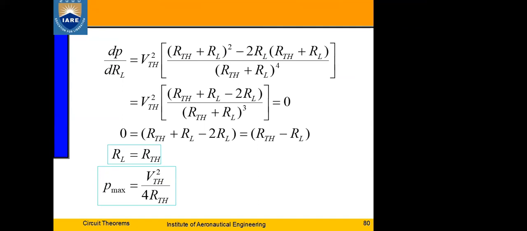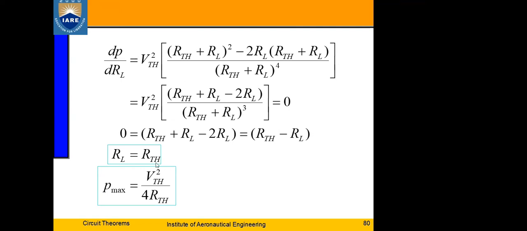We get RTH is equal to RL, same, sir. What's the answer? What's the equation you got?